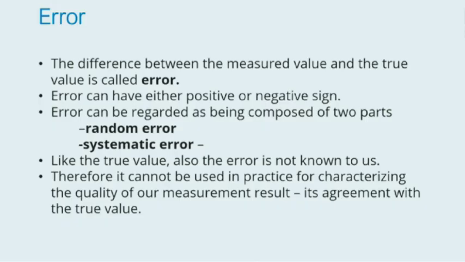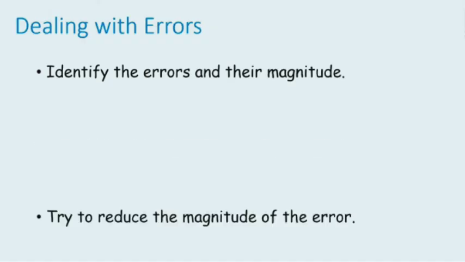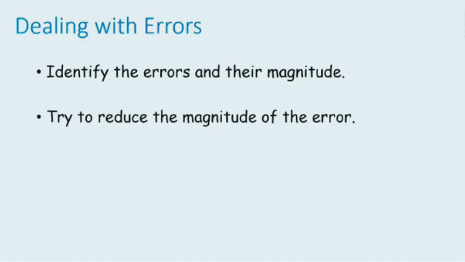Like the true value, the error is also not known to us, and it cannot be used in practice for characterizing the quality of our measurement unless it's in agreement with the true value. So dealing with errors, first of all, we need to identify the errors and the magnitude of those errors. Once we have identified those errors and their magnitude, we can at least use some methods to reduce or mitigate those errors.